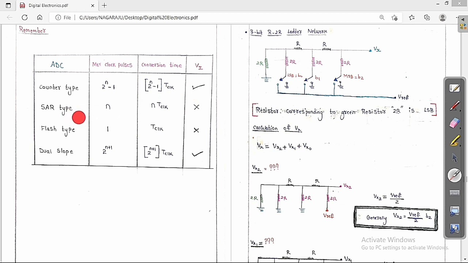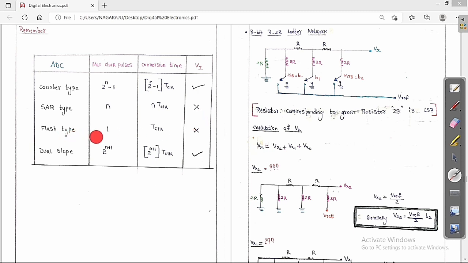Similarly, for SAR type, the maximum clock pulses are n. So what is the conversion time? n into t clock. Is it depending upon input voltage? No, it is independent of input voltage. It only depends upon the number of bits, but it is independent of the input voltage.